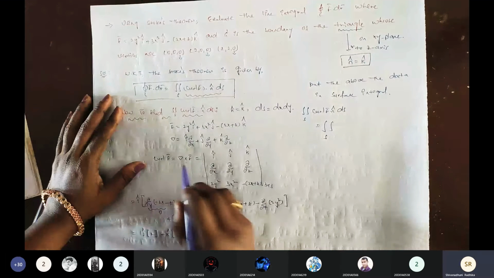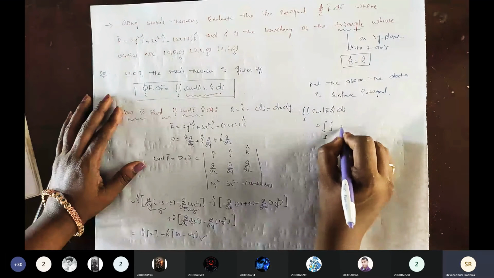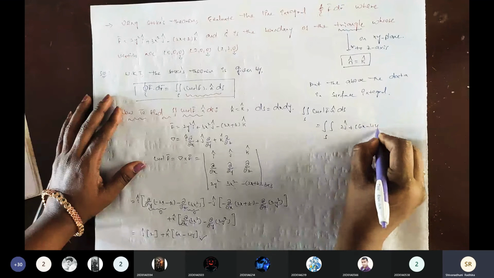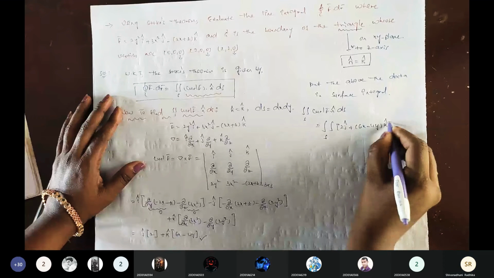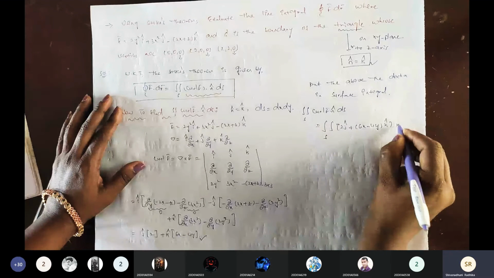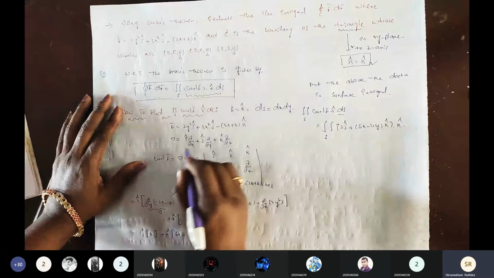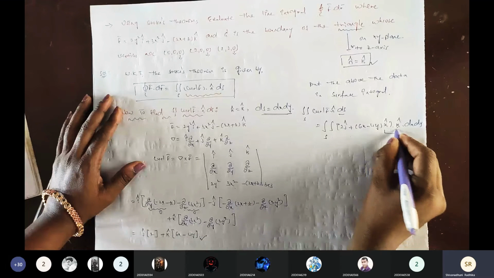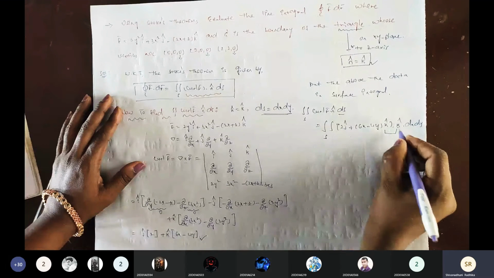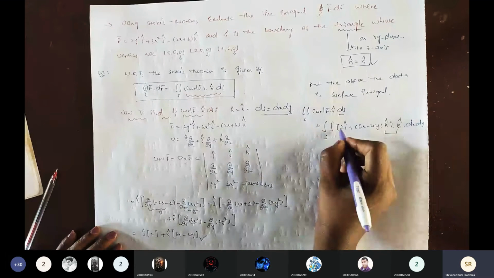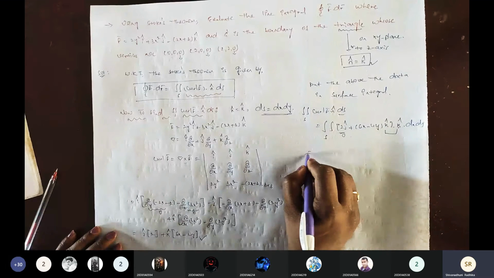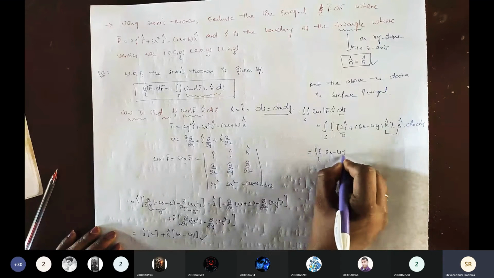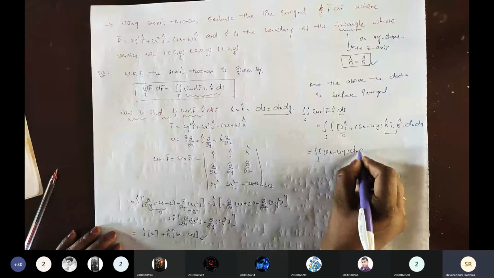See, this is the curl F bar: 2j cap plus (6x minus 4y) k cap, dot n cap, which is the k cap, into dS. What is dS here? dS equals dx dy. K cap dot k cap is 1, and j cap is not there, so the j cap part will vanish here. This is 0. Double integration over S, what remains is 6x minus 4y into dx dy.